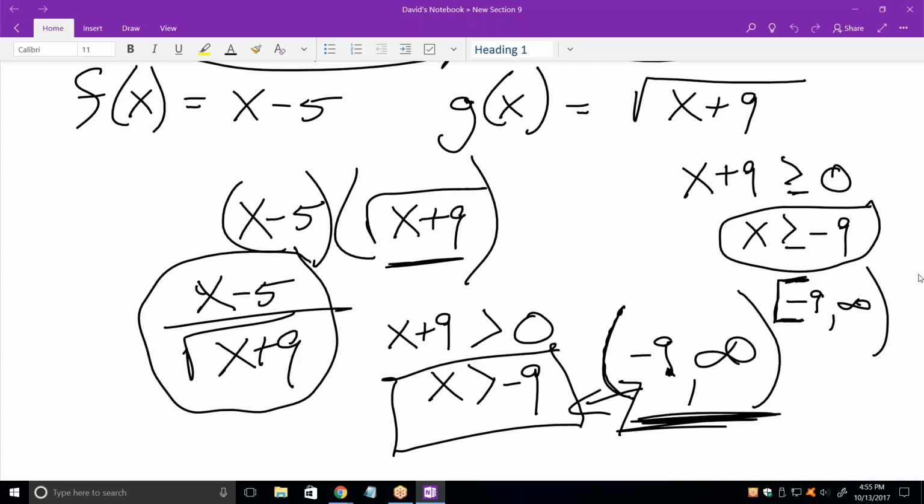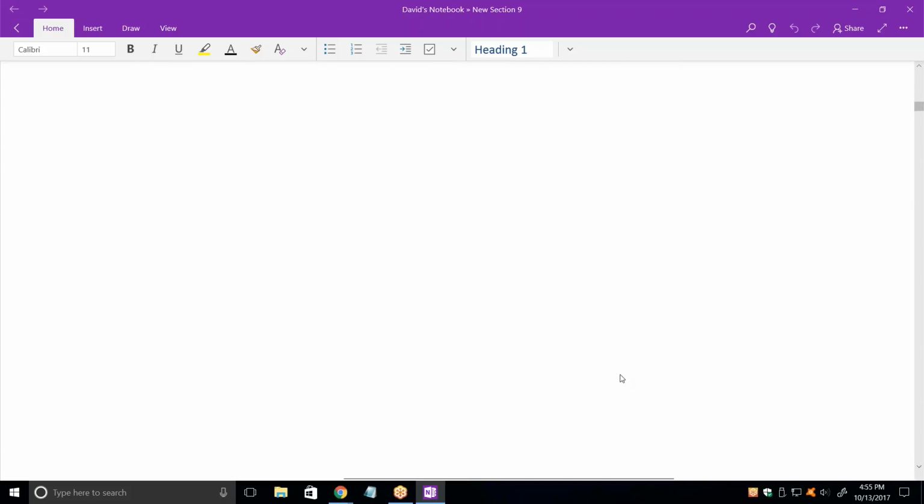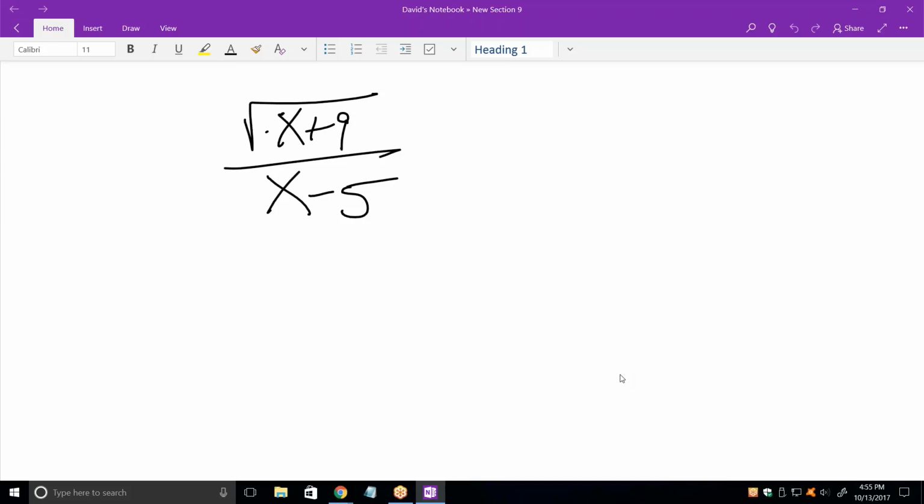Okay? And then the other only difficult one is going to be G divided by F, and that's going to be square root of x plus 9 all over x minus 5. That's got some, here, let me scroll down. Yeah, we've got just enough time to do this one. Square root of x plus 9 all over x minus 5, correct?